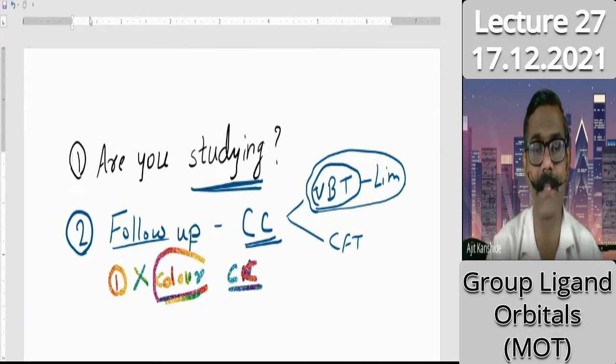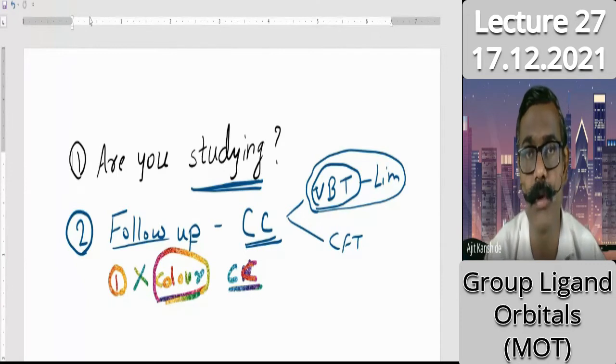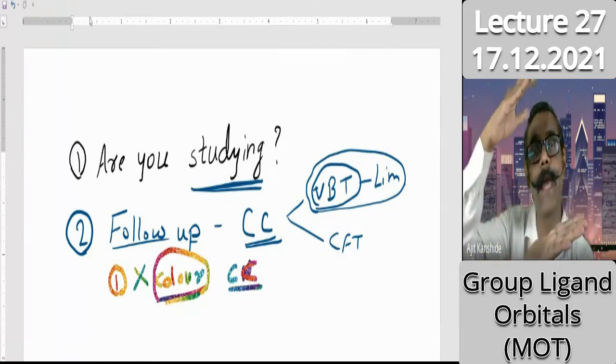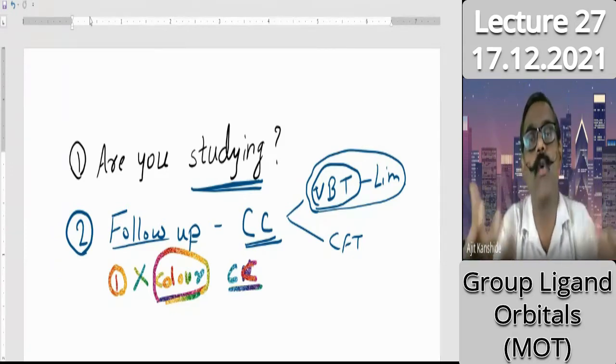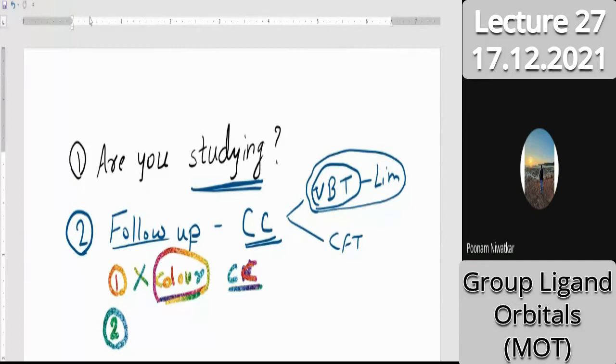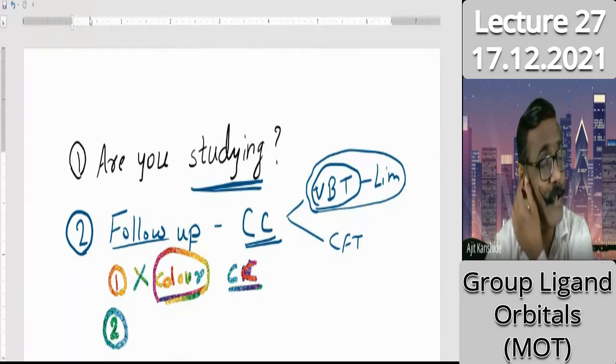Color we could not explain, spectra we could not explain, electronic transition we could not explain, because VBT has not considered any kind of gap. So excitation and all, how could that be possible? Yes, good. Second limitation: it fails to explain geometries like tetrahedral and octahedral. Okay, it could not explain geometry.